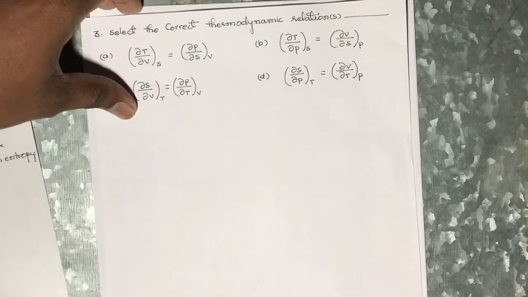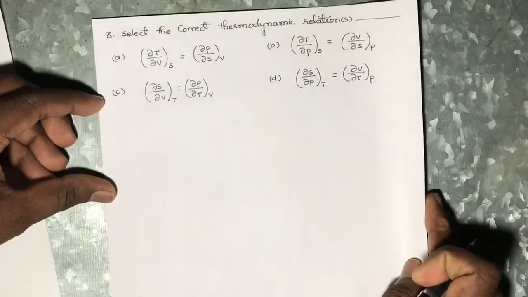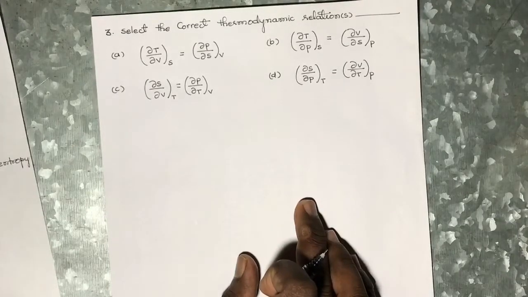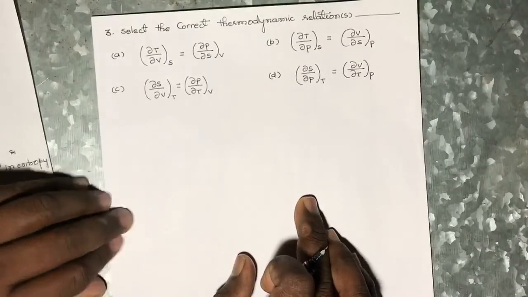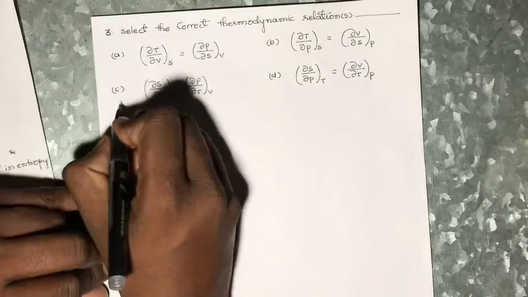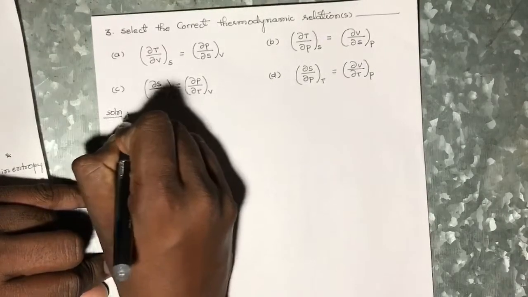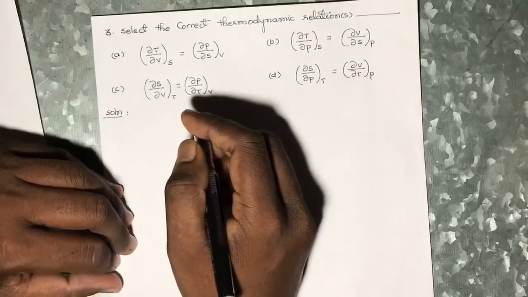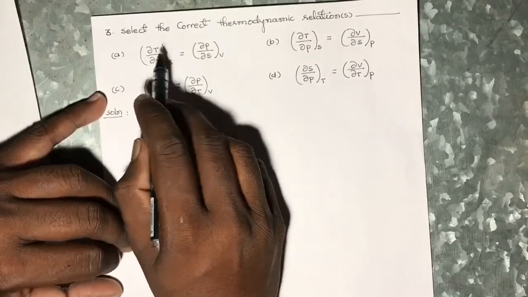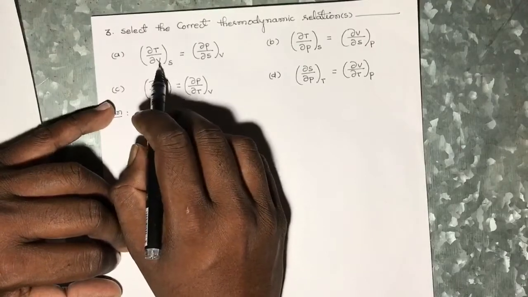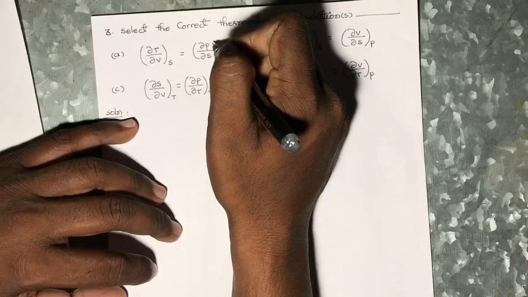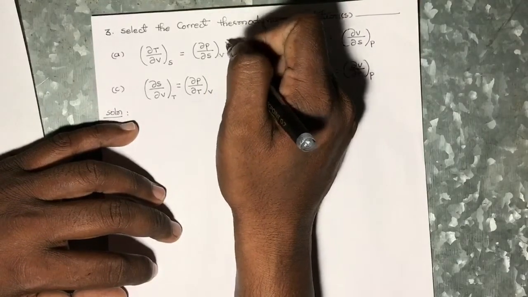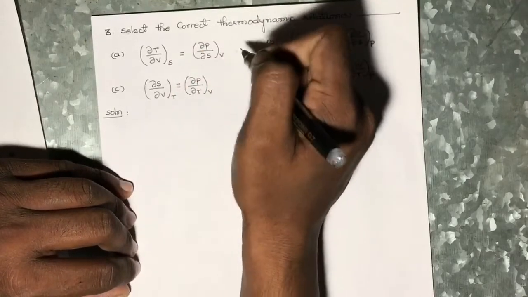This question is from the Maxwell equation of thermodynamics, and let's do the problem here. In this question, we have to find the correct thermodynamic relationships. So in this case, first we have partial differentiation of T with respect to V at constant entropy is equal to partial differentiation of P with respect to S at constant volume. So is it correct or not? We have to check it.